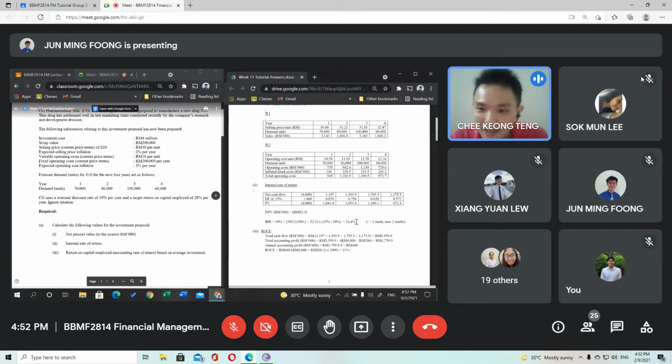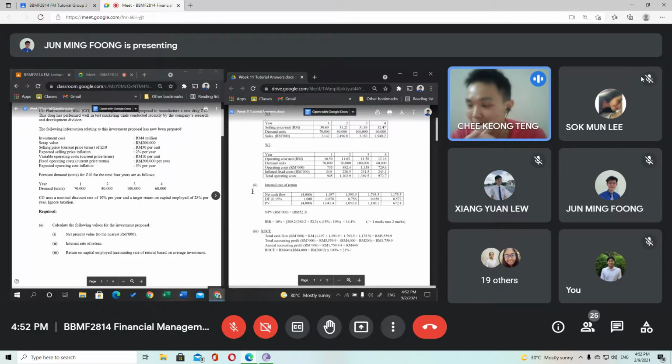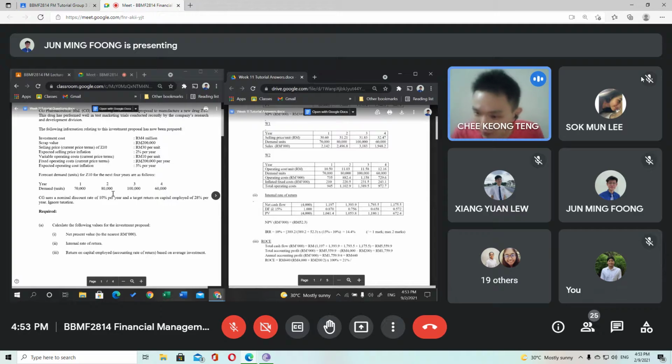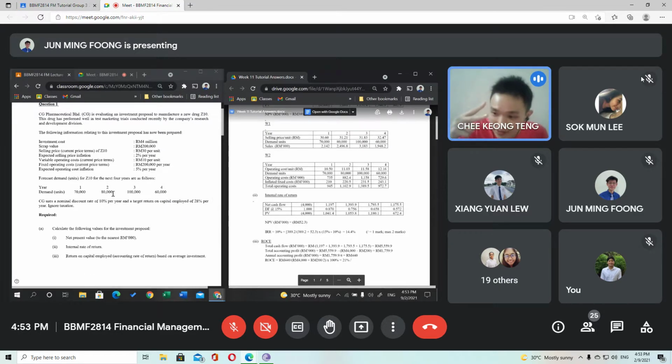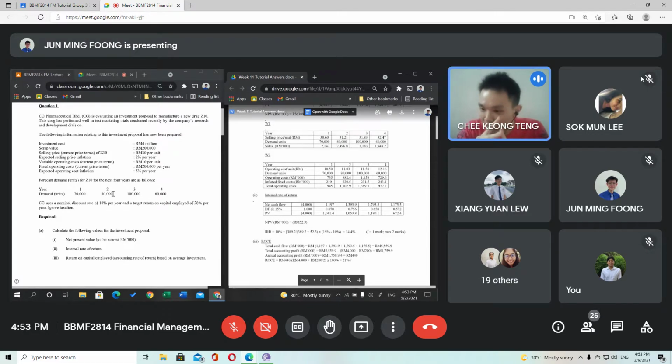Okay, very good. Everything you explained seems to be correct, but my question will be for Xiang Yuan. Because I think all of you know, you have done IRR before. You must have two discount rates. Two discount rates: one gives you a positive NPV, one gives you a negative NPV. You cannot have two positive or two negative. It must be two discount rates, one leading to positive NPV, one leading to negative NPV.